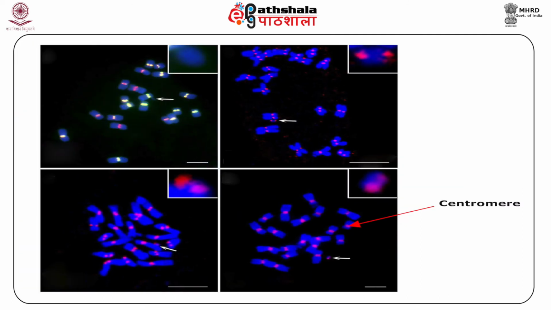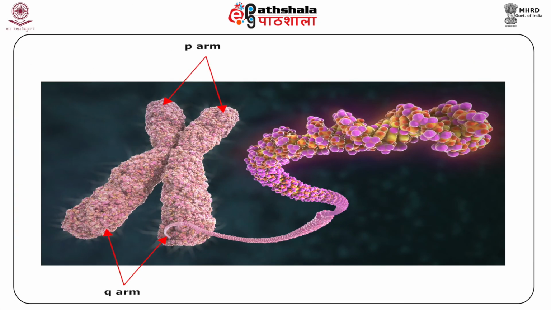Each chromosome has a constriction point called the centromere, which divides the chromosome into two sections or arms. The short arm of the chromosome is labeled the P arm. The long arm of the chromosome is labeled the Q arm. The location of the centromere on each chromosome gives the chromosome its characteristic shape and can be used to help describe the location of specific genes.